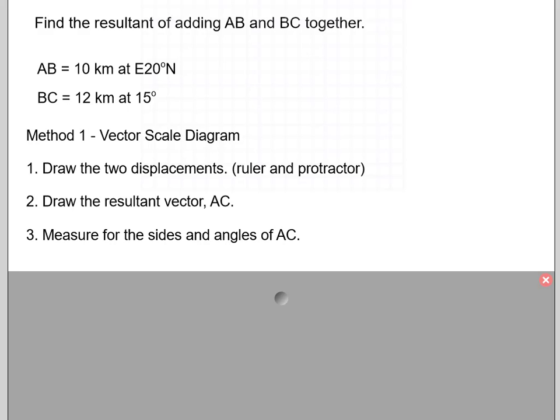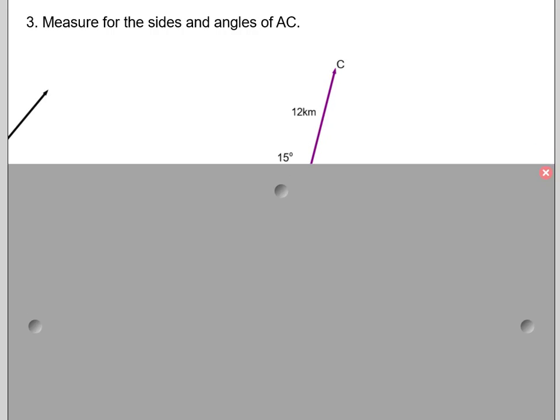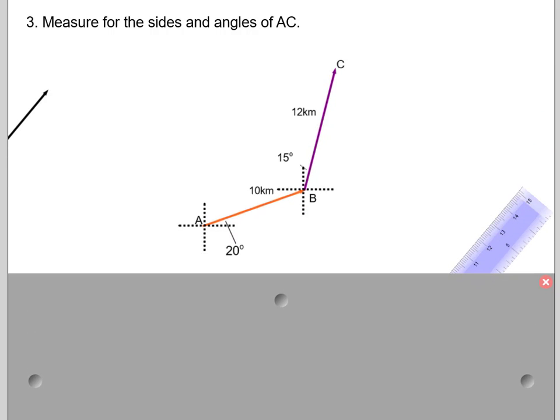So we have 10 kilometers at east, 20 degrees to the north, so we're heading in some direction like that, followed by 12 kilometers at, now this is just a bearing, 15 degrees. If you remember, we start at north, we turn 15 degrees, and then we travel this way. Those are two sketches just of what my vectors are going to look like to make sure you have the right directions. If we draw them here, there are my two vectors: east 20 degrees to the north and a bearing of 15 degrees.